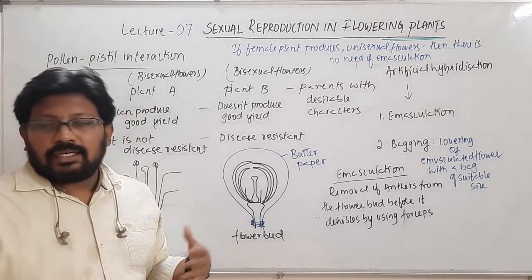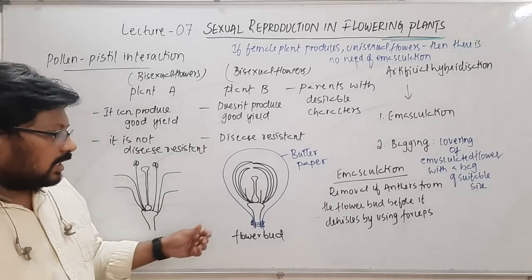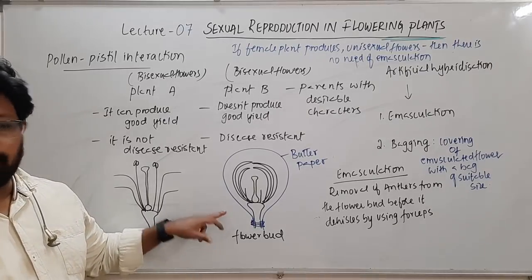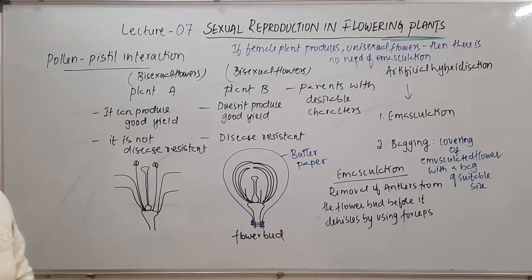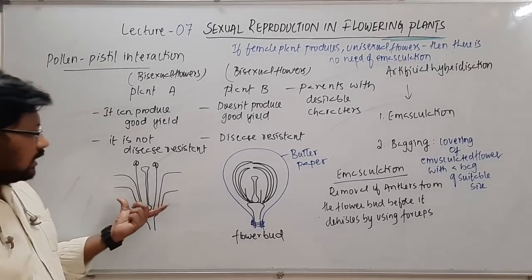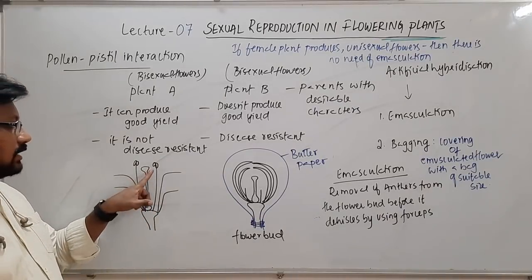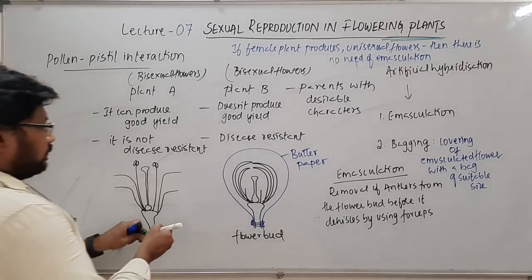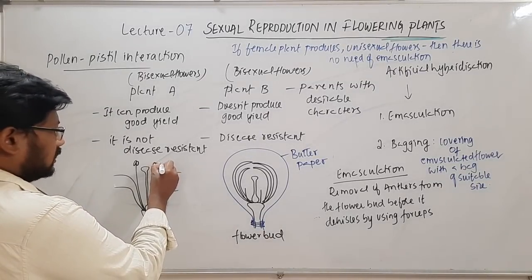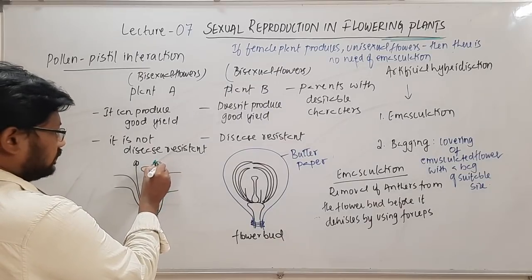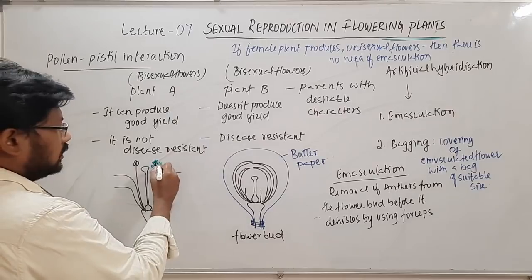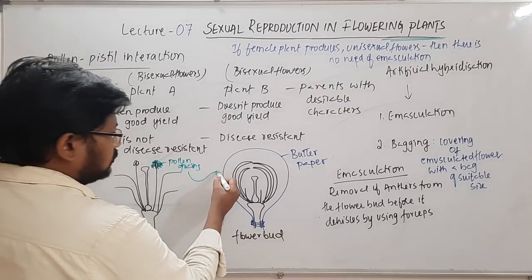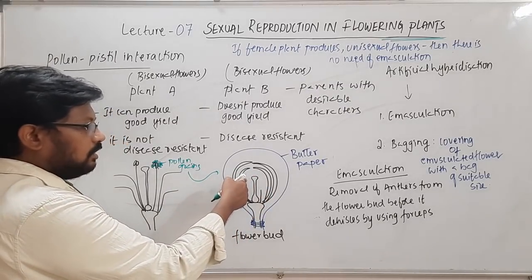So I don't mean that the butter paper is made up of butter. What I mean is that the butter paper is used to cover the flower bud after the process of emasculation, right? Now, from the plant A, it starts producing the pollen grains. I'm going to collect these pollen grains from the plant A, so these are the pollen grains, and I'm going to transfer them onto the pistil of this plant B.